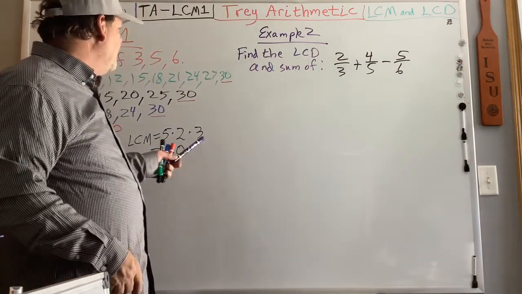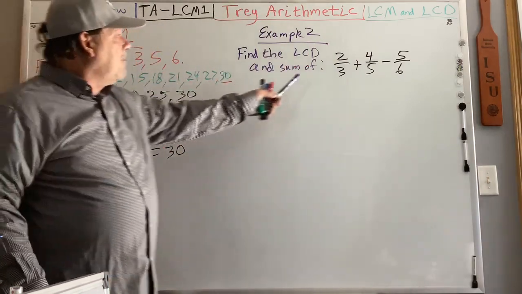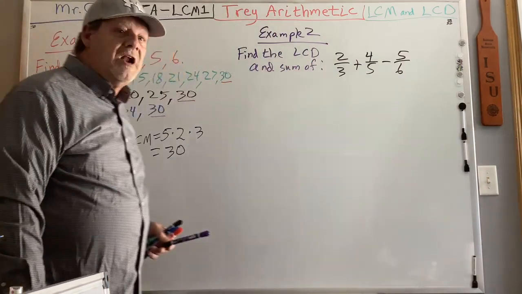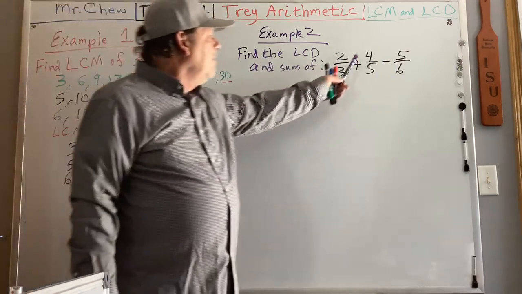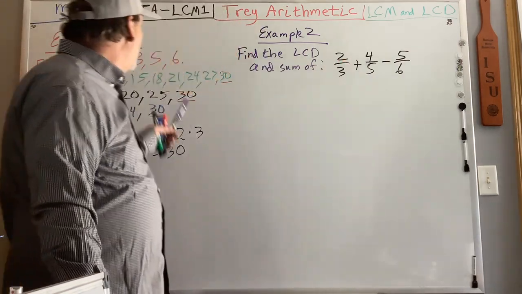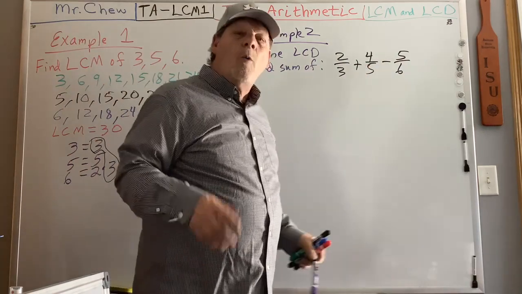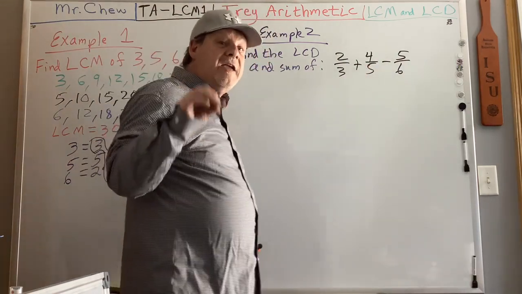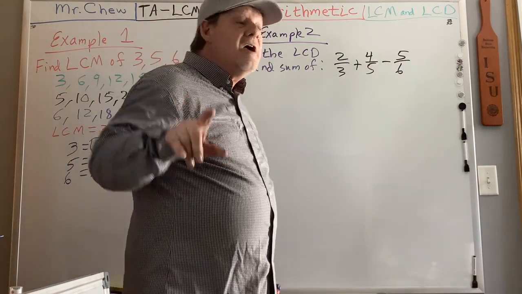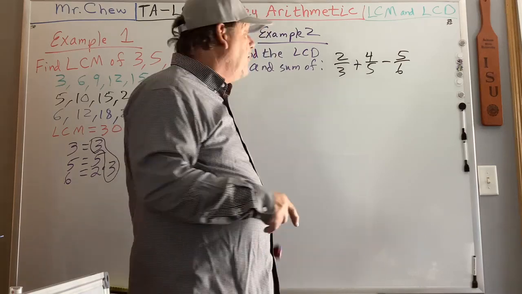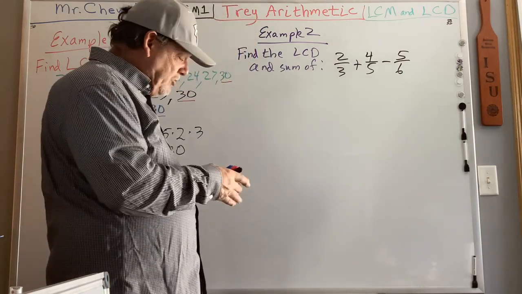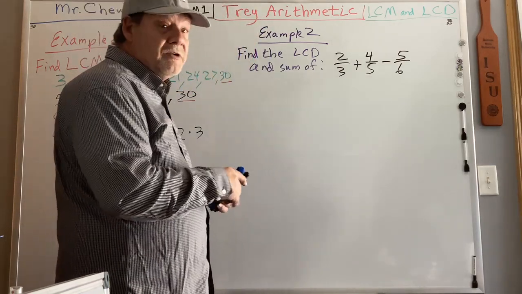So in example 2, I take that 3 and I call it 2/3. See how that's a denominator? The 5, 4/5. See how the 5 is a denominator? And the 6. Well, why do we need this? Because when you're adding and subtracting fractions, they have to have a common denominator. So I want you to see how this works because it's pretty amazing.